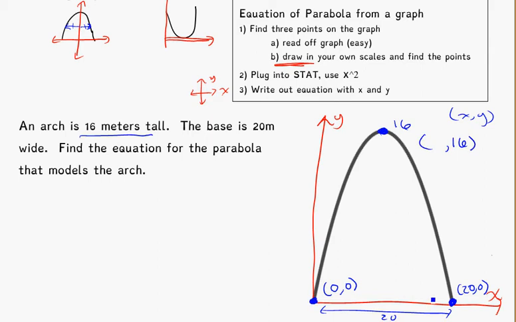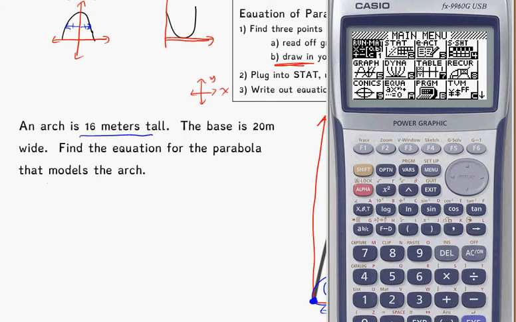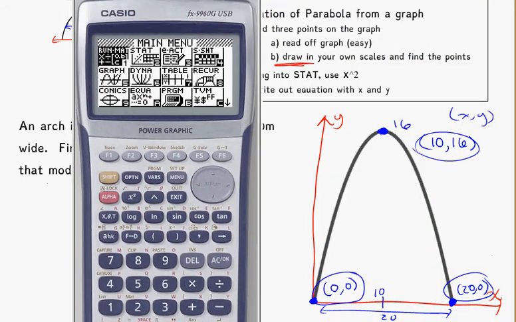And if I think about the parabola and the symmetry, it's a total of 20 across. And the top is exactly halfway through. So halfway through 20 is 10. I know that the maximum happens when x is equal to 10. So I now have 3 points for my parabola. So you'd use those 3 points, and we'll put them into stat using the x squared. So going into stat, put that over here.